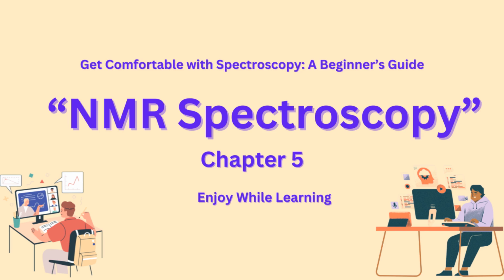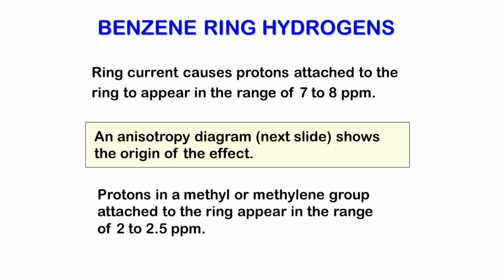Friends, welcome back. Today we will explore NMR Chapter 5, which deals with aromatic ring currents, starting with the basics of benzene ring hydrogens. The ring current in benzene causes protons attached to the ring to appear in the range of 7 to 8 ppm. An anisotropy diagram will help us understand this effect better.